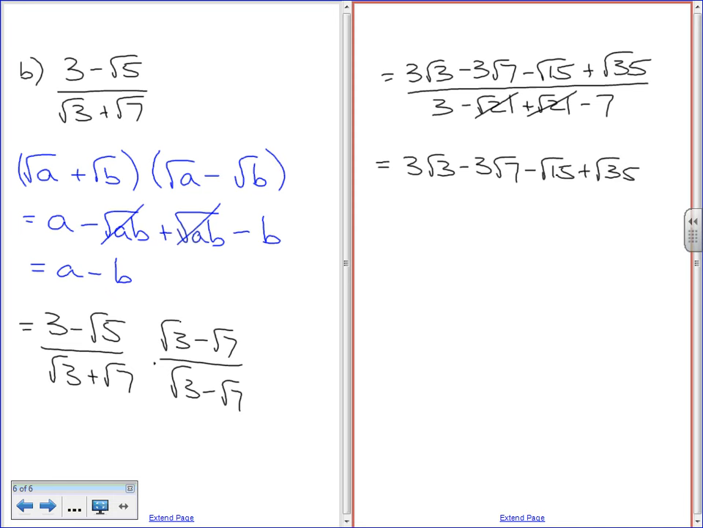Again, if I was able to simplify the root 15 or the root 35, I would. But there's no perfect square that goes into those, so there are no like terms on the top. I can just leave the top like that. And on the bottom, I'm left with 3 minus 7, which is negative 4. Any questions on it?